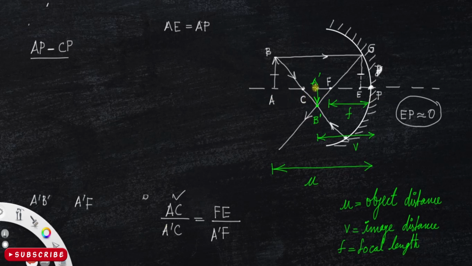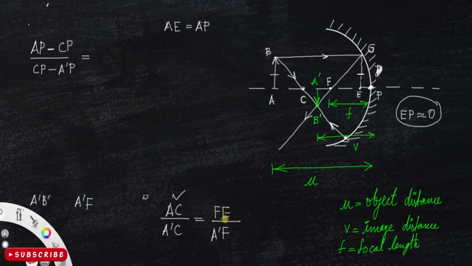Now A dash C, this length is actually CP minus A dash B. Clear? CP minus A dash B. That is, this A dash C is equal to CP minus A dash B.